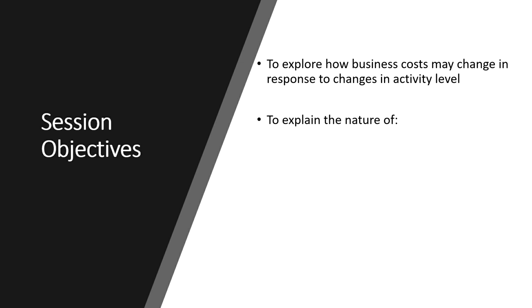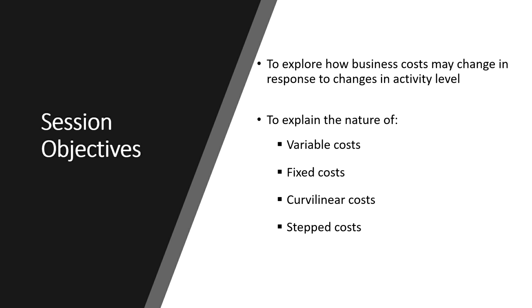So another objective of this session will be to explain the nature of different types of costs. So we'll examine variable costs, fixed costs of a business, what are called curvilinear costs, stepped costs, and semi-variable costs. So the session will introduce the nature of all of these different types of costs and consider how they might respond to a change in the business's activity level.